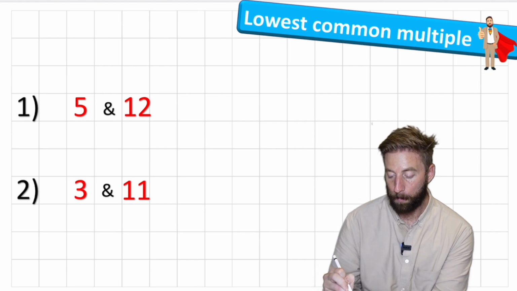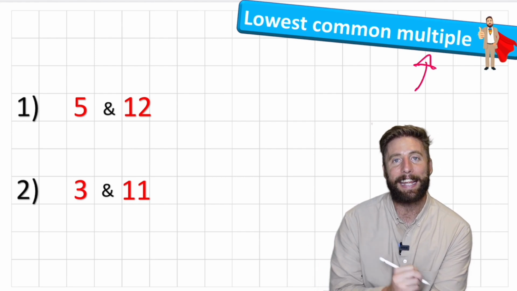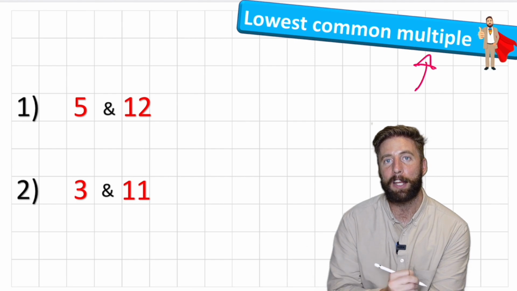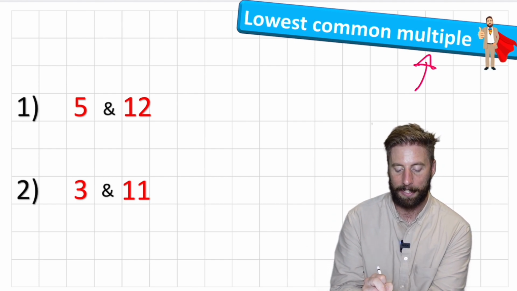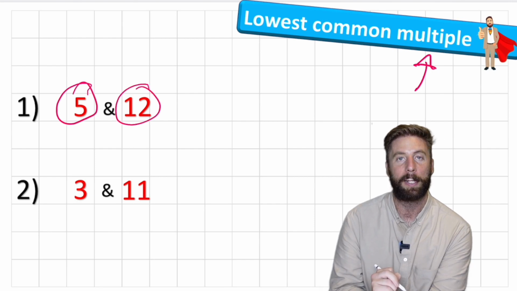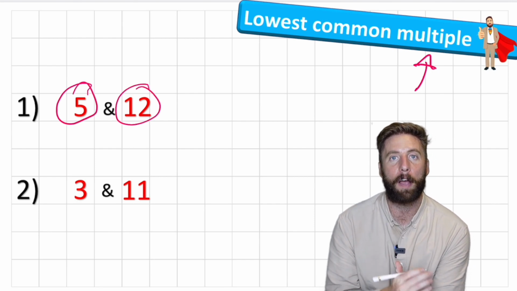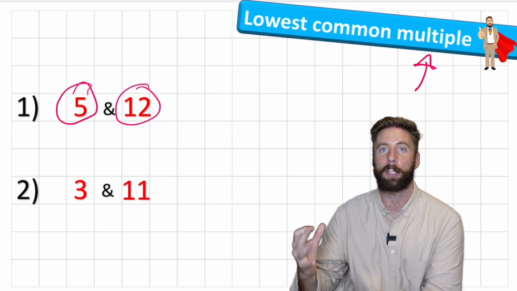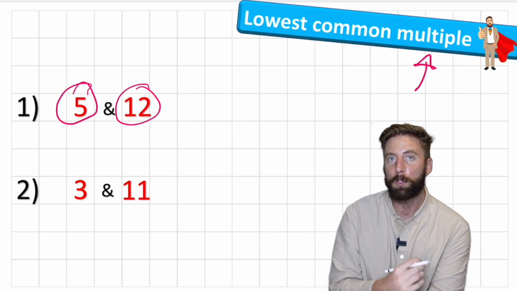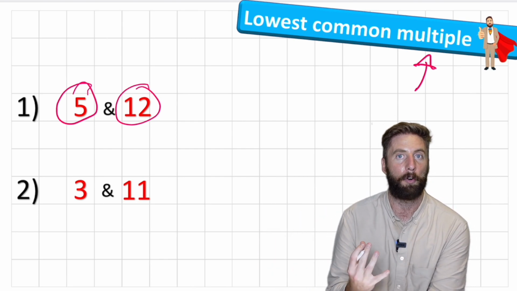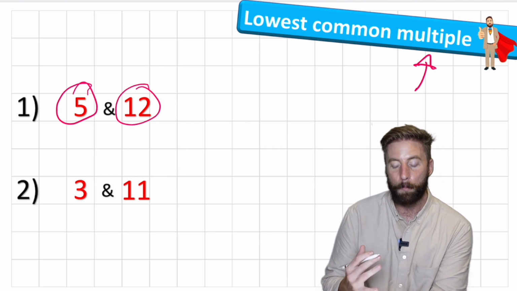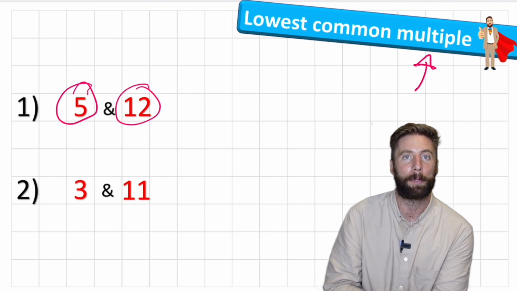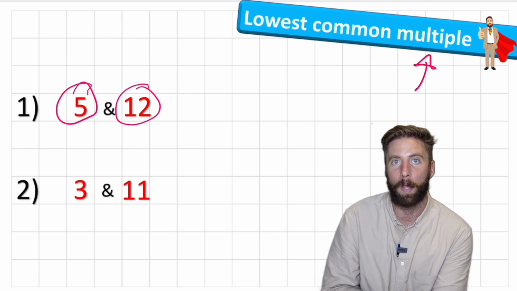So, multiple. A multiple means any number that is in the multiplication table of our given number, the number that we're discussing, in this case 5 and 12. So think about the numbers that are in the 5 times table, 5, 10, 15, 20, 25. They are all multiples of 5. And 12, 24, 36, they are all multiples of 12. So a multiple is just the numbers that are in the multiplication table of the number that we're thinking about.